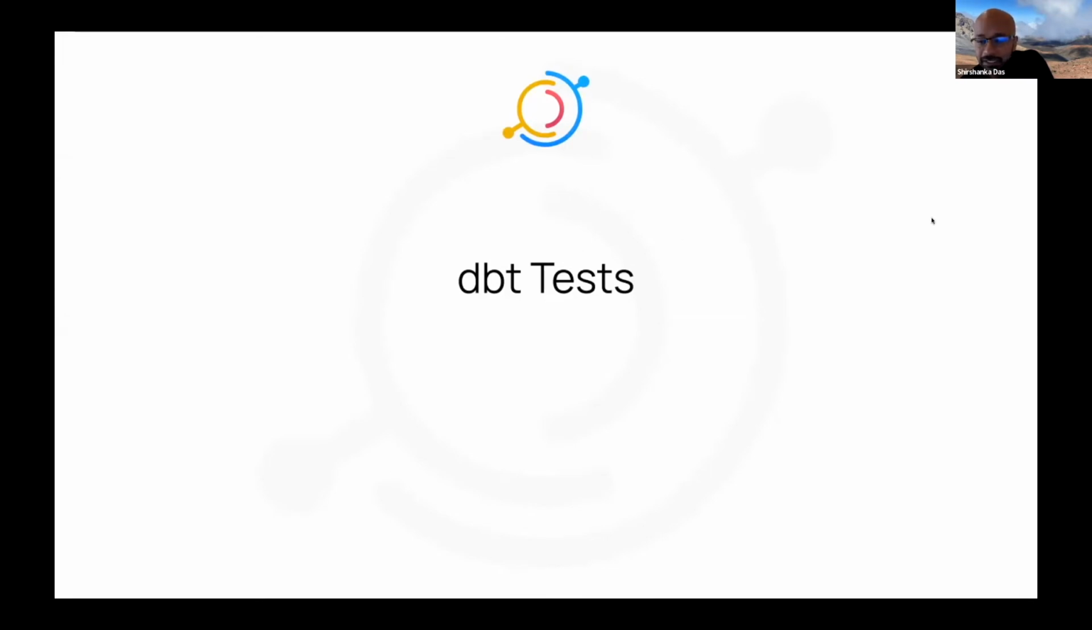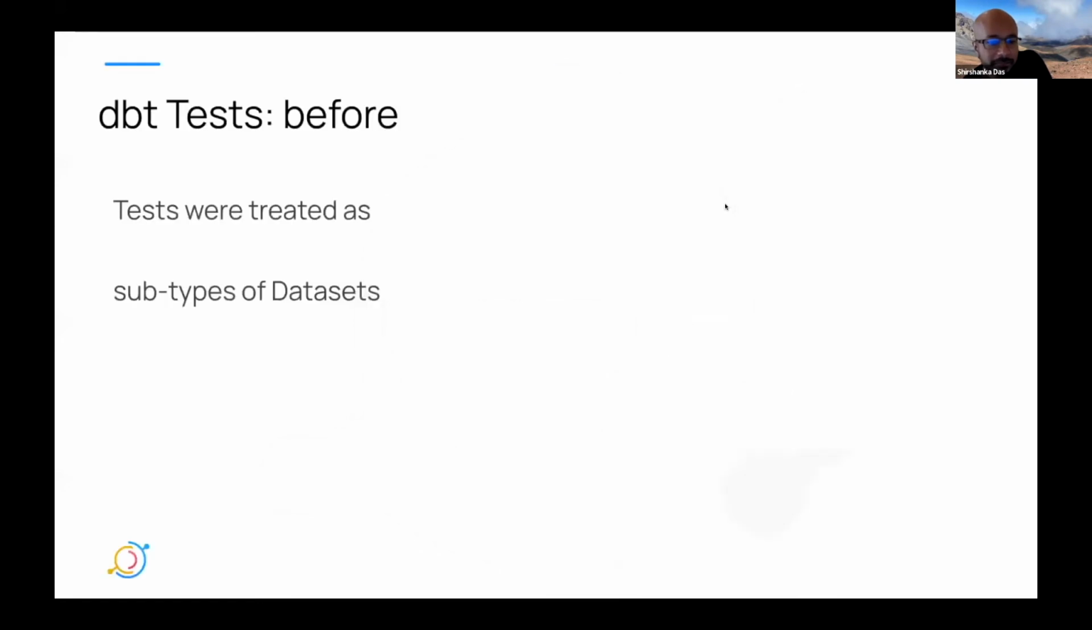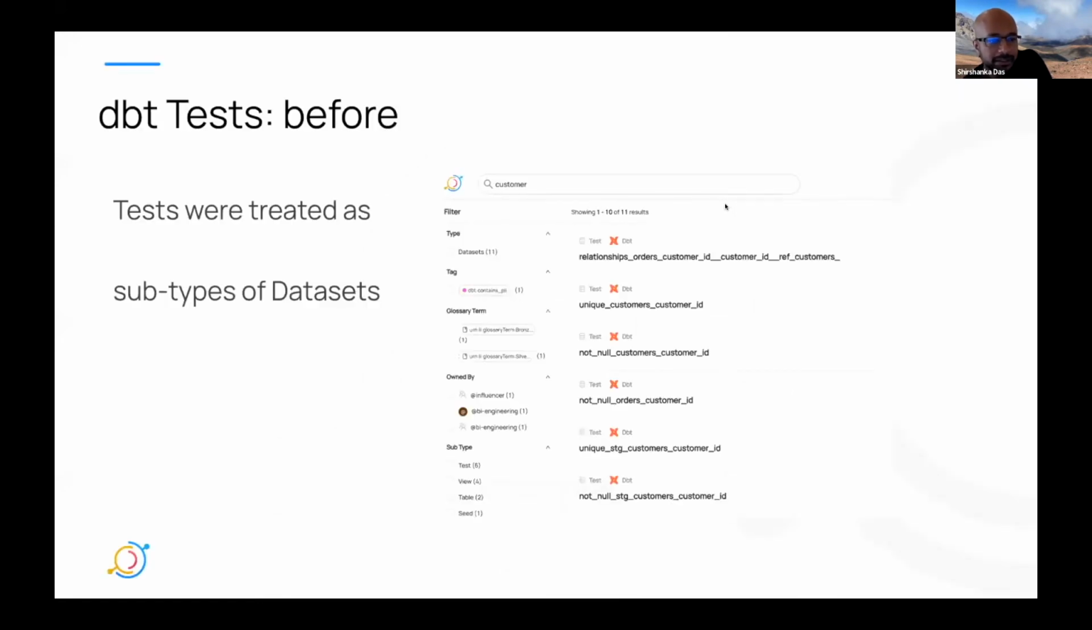So moving forward, dbt tests. I think most of you, hopefully, who are dbt power users are also familiar with dbt tests, but I'll give you a quick primer. You define tests right alongside your dbt model, but the way we were treating them was just like data sets. And so when you would ingest your dbt catalog, tests would show up in the catalog, except there would be subtypes of tests. So you'd search for customer and all these tests would show up. And it was just a pretty big annoyance. There were also other problems moving forward.